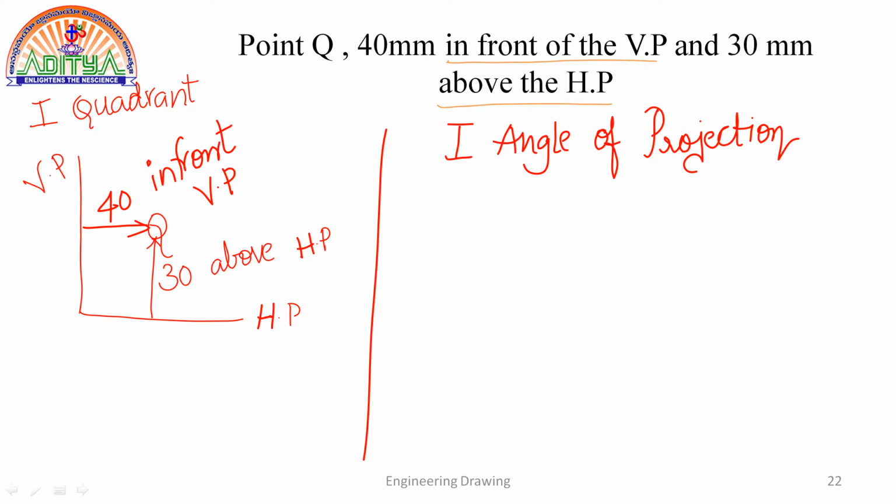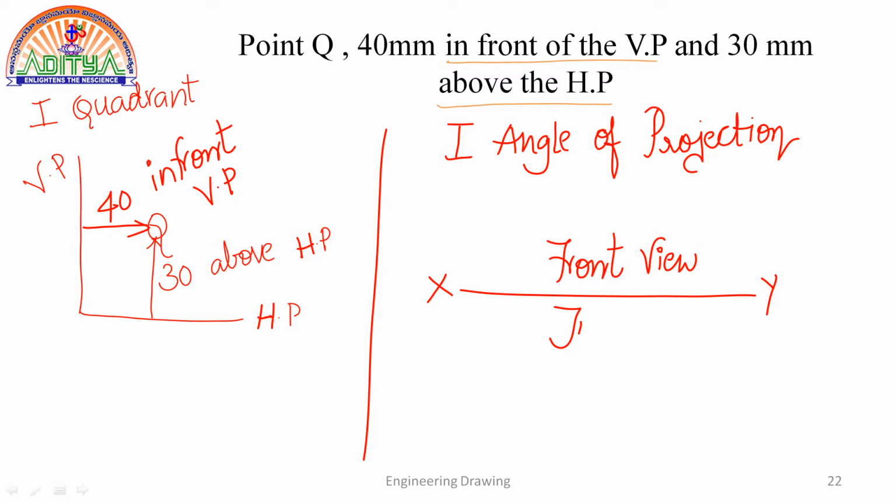So in the first angle of projection, this is the reference line or baseline XY. Above the reference line we get the front view, and below the reference line we get the top view. Okay. For the given question we have identified the quadrant system and angle of projection. Now based on this we are going to solve this question. So next, we have to draw the rough projections of the given point.